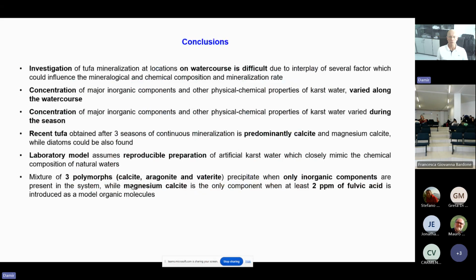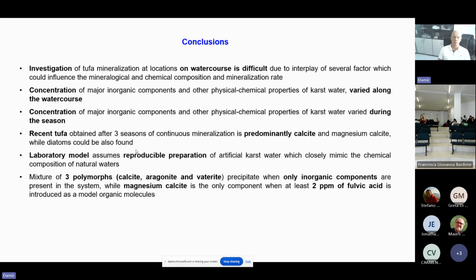So, final conclusions about this set of experiments: the investigation of tufa at location on watercourses is difficult. Also, the concentration of major inorganic components and other physical chemical properties varied along the watercourse, not only during the season. The recent tufa, which is obtained after 3 seasons of continuous mineralization on the glass slide, is predominantly calcite and magnesium calcite, while diatoms could also be found.